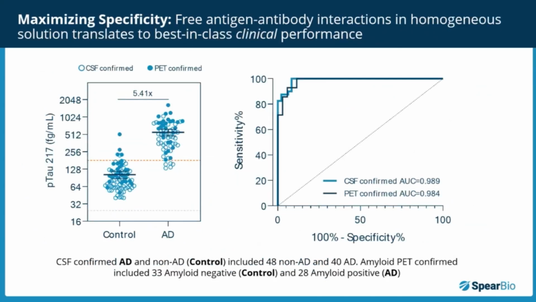When further testing 194 plasma samples from CSF confirmed and amyloid PET confirmed AD and non-AD cohorts, we further validated the best-in-class clinical performance of the Spear 2 p-tau217 assay. 100% of the samples were quantified above the functional LQ, using just 1 microliter of diluted sample. More than 5.4-fold difference has been achieved between the control and AD cohort with an average AUC above 98%. This assay has been recently granted FDA breakthrough device designation for its potential in identifying or ruling out amyloid pathology in AD.